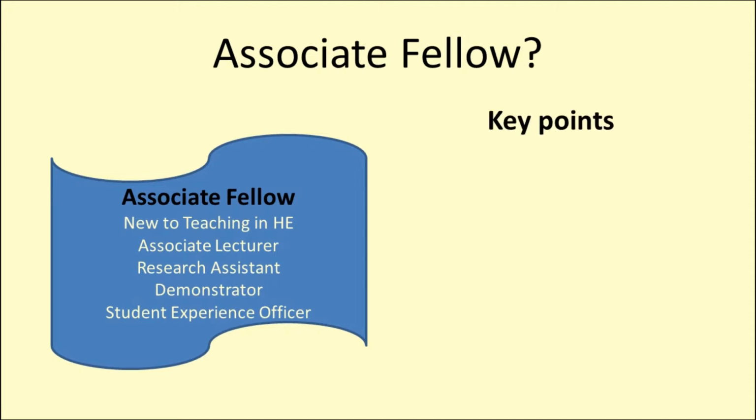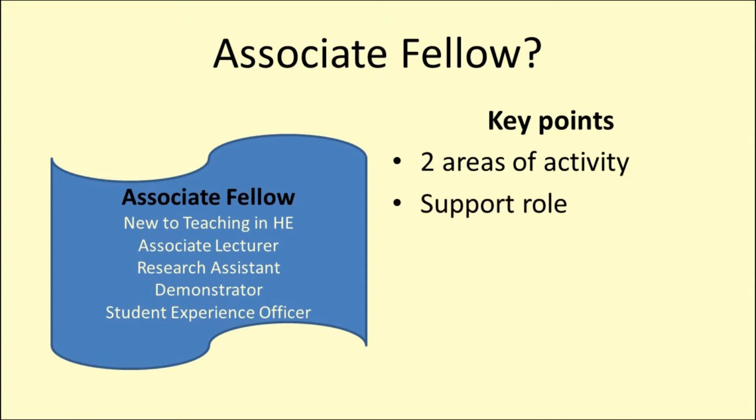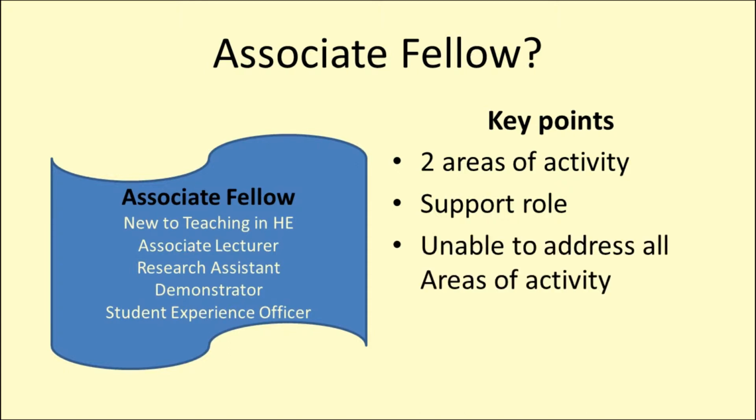The key points for this is, firstly, if we consider the dimensions of practice, an associate fellow only needs to demonstrate they are engaging with 2 of the 5 areas of activity. As said, they need to be able to demonstrate at least a supporting role in teaching and learning. And generally, they have a role that means they are enabled to address all 5 areas of activity.